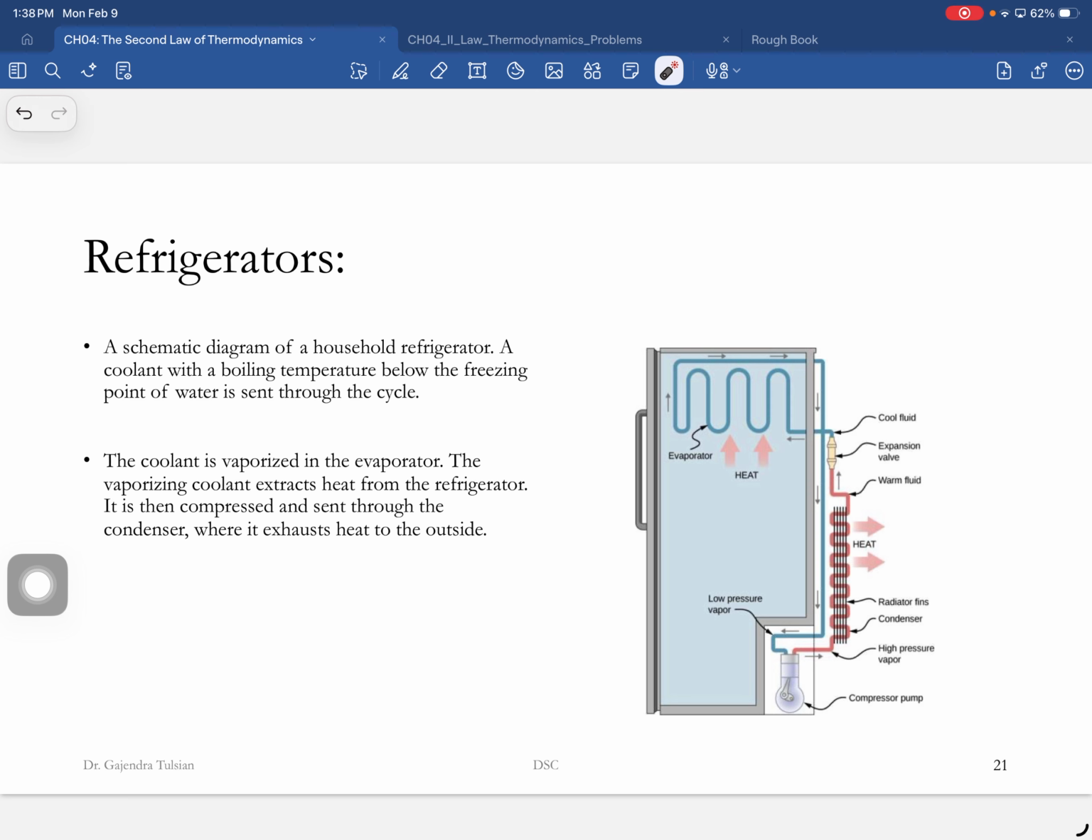Anyway, air conditioners and refrigerators are heat pumps as well. Again, what is a heat pump? It pumps heat from a colder region to a hotter region. So what does a refrigerator do? It absorbs heat from a cold temperature and dumps it into a hot region.